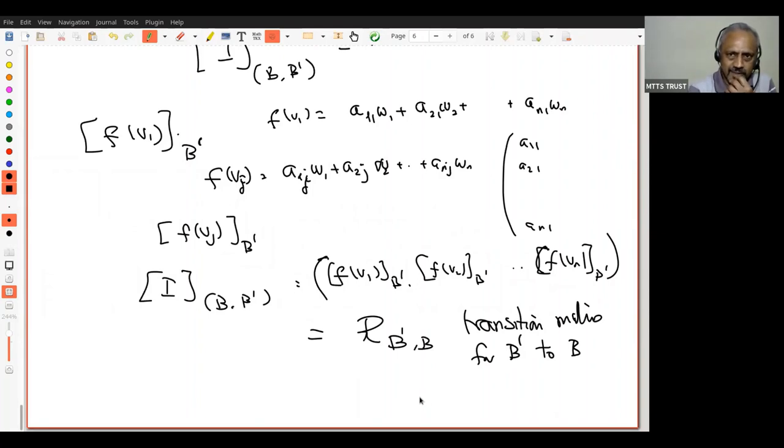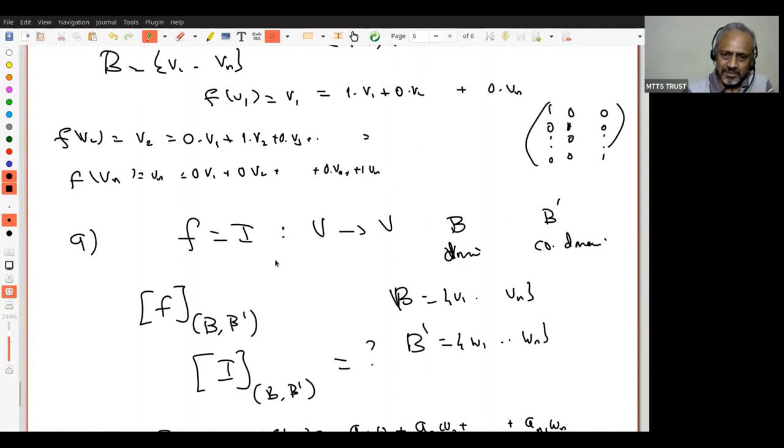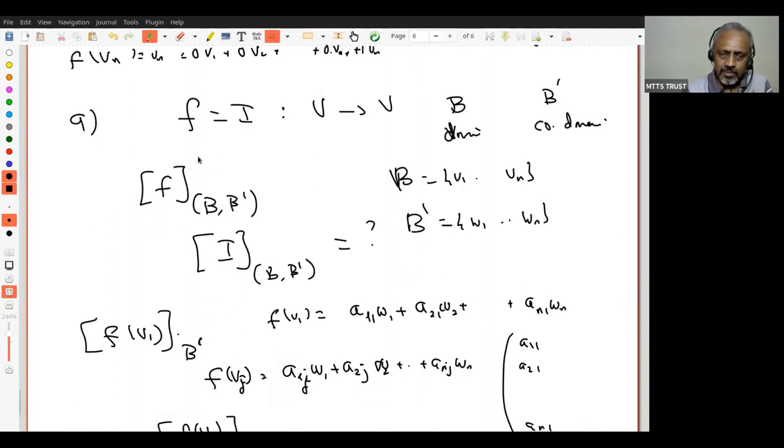Okay. You can challenge a lot of your seniors and so on. This will be very interesting. You understood that? If I take the identity map but keep the same ordered basis for the domain and codomain, I don't care what your ordered basis was. The only condition I need is that for the domain and codomain, I use the same ordered basis. Then I found the matrix representation of the identity map is the identity matrix.